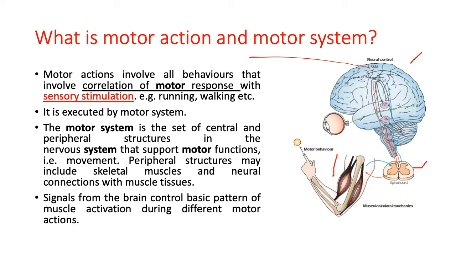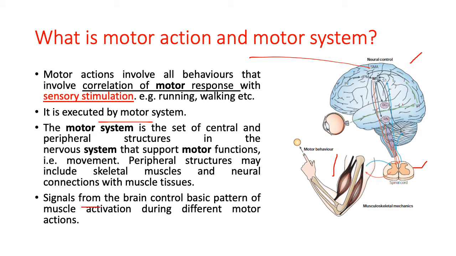So all the motor actions are executed by the motor system. The motor system is a set of central and peripheral structures in the nervous system that support motor functions. Simple: in the nervous system we have the brain and spinal cord, these two make the central nervous system, and the peripheral nerves make your peripheral nervous system. All these are involved to make actions, right? Any motor movement you are watching, it is happening because of this motor system which is behind that.